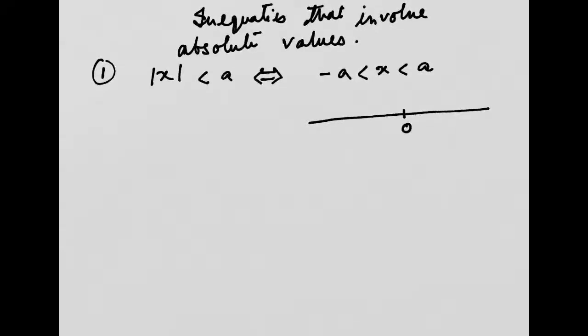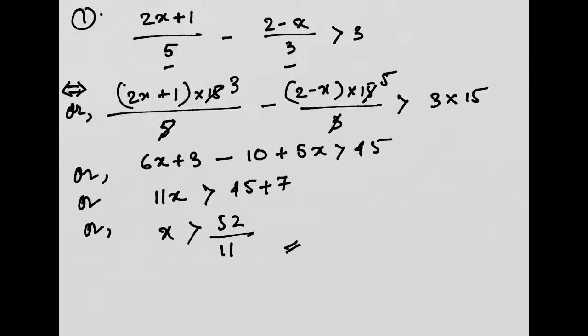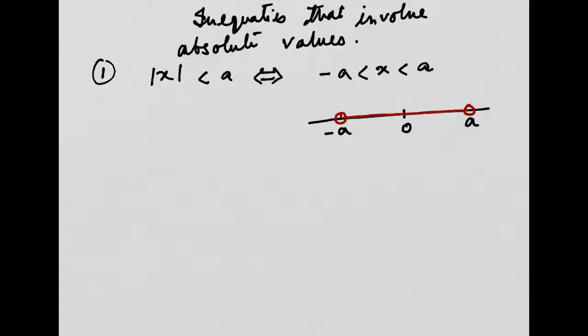If this is my origin 0, with a positive and a negative side, I see that it is not touching. So on the number line, I am getting a range of values for these inequalities of absolute value, not a single value like that greater than 52 by 11 where we find this kind of solution. Not that kind of solution. There would be an entire range, a set of values. So we call it the solution set for absolute values in inequalities.